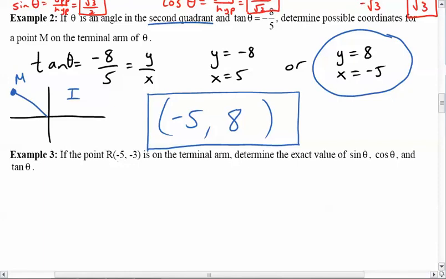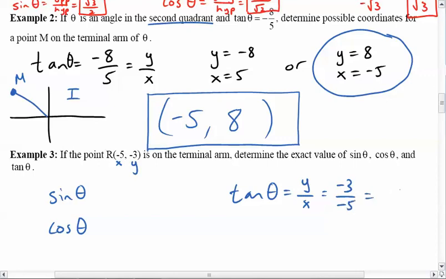Example 3, if we're given a point, x, y, on the terminal arm, find the value of sine, cosine, and tangent. Tangent's easy. Negative 3 over negative 5, or 0.6. Okay, given a coordinate point, you're given the tangent value.